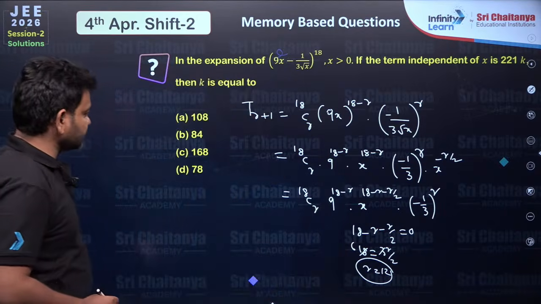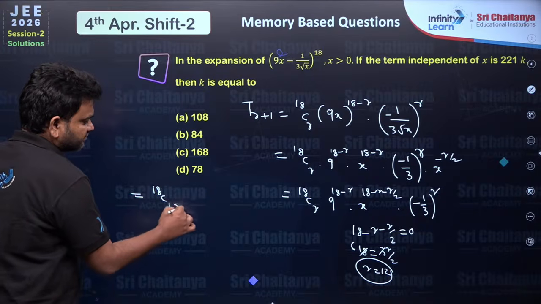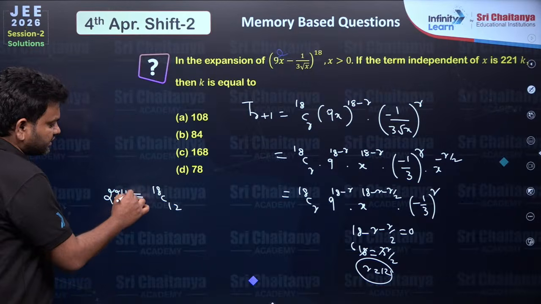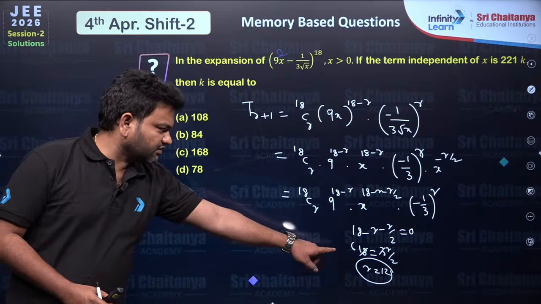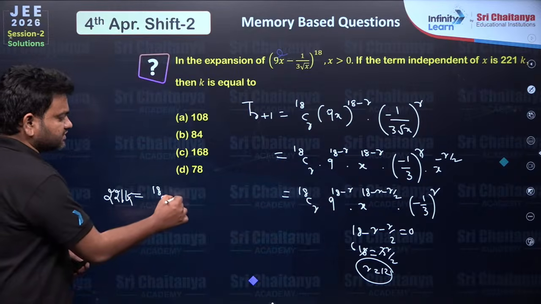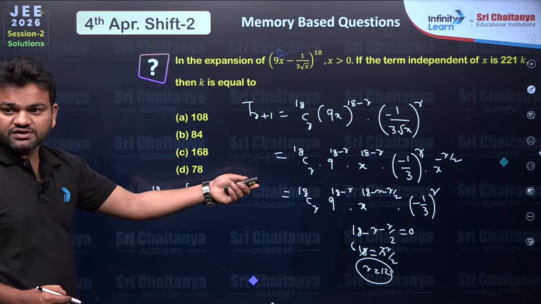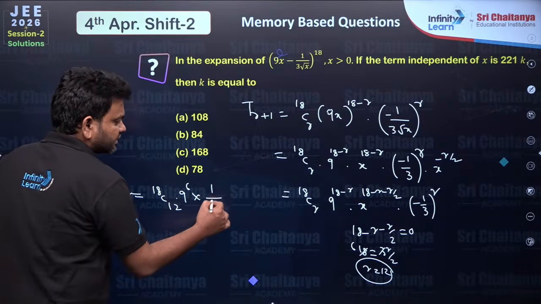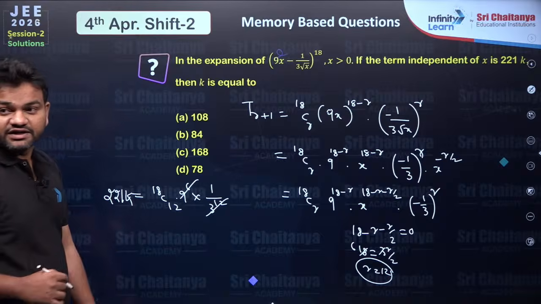If the value of r is 12, then 18C12 equals 221k. So I write 221k here, and then we have the r value as 12. So this is 9 power 6 multiplied with (minus 1 by 3) power 12, so that is going to be a positive value only. So we have here 1 by 3 power 12. As these two values are equal, they will get cancelled.